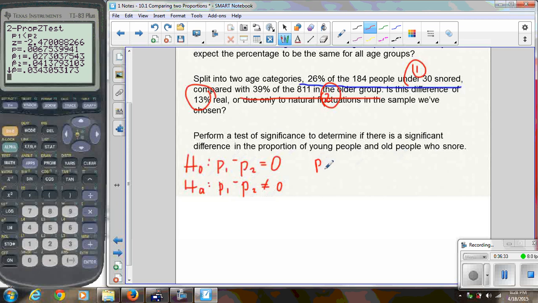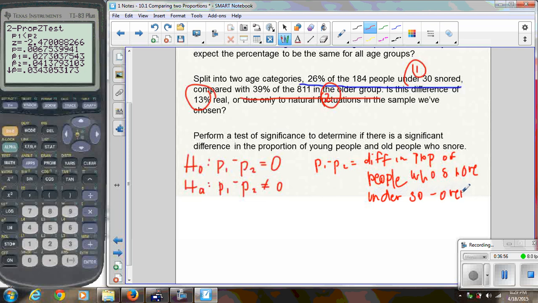and describe the way you're subtracting. So we can say that P1 minus P2 is the difference in proportion of people who snore, and we'd have the under 30 minus the over 30. Now you could also do it the other way around and you're still going to get the same p-value. Your difference is going to be the opposite sign and your z-test statistic will be the opposite sign, but ultimately the significance won't change. The p-value will ultimately be the same.